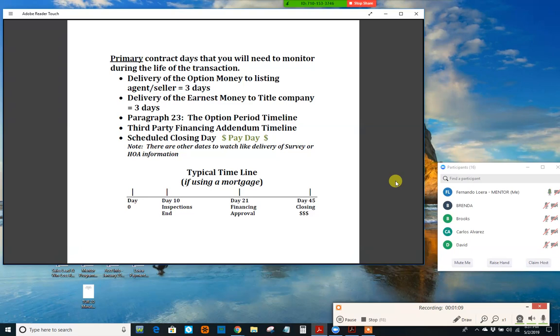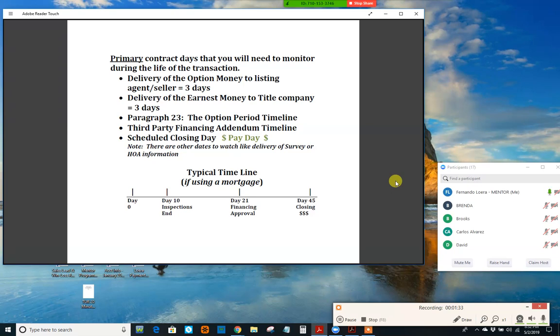And keeping track of the option period timeline as well, and again, we'll talk a little bit about that. Then the third-party financing addendum. And then, of course, payday, which is the scheduled closing date. Again, these are just primary contract days. There are other dates that you need to watch out for, like the delivery of a survey or the HOA information.